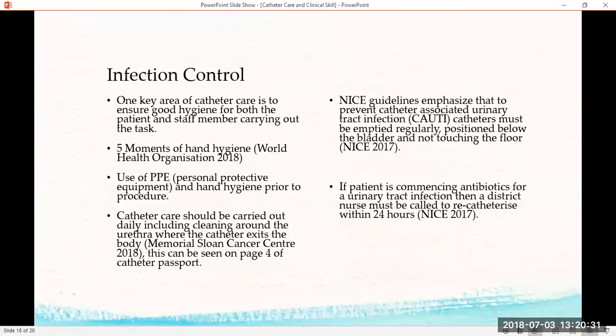And just a wee extra point on there is, if a patient is starting antibiotics for a urinary tract infection, then it's important that we get the district nurses in to recatheterise that patient within 24 hours. So if that was in the out of hours period, say 2 o'clock in the morning, that's perfectly fine to wait until the district nurses start the morning, and then they would come out and kindly recatheterise.